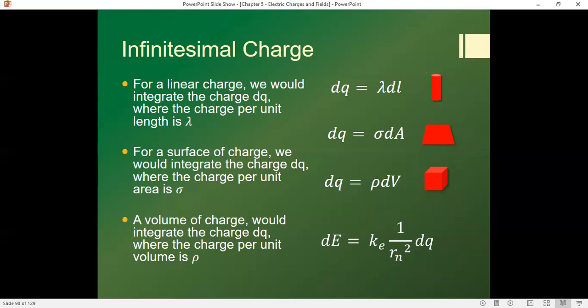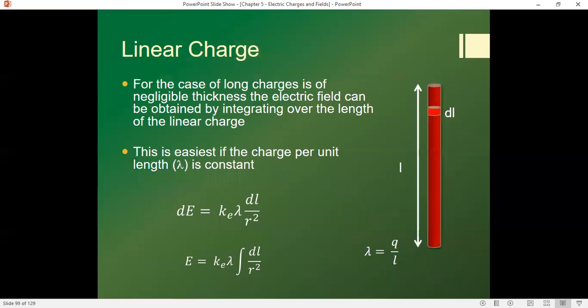Now let's take the case of a line of charge. That's the first example that we're going to use. And again, we're going to say here, dq is going to be equal to lambda times dl. So I've replaced my dq with lambda times dl, and you can see that right there.